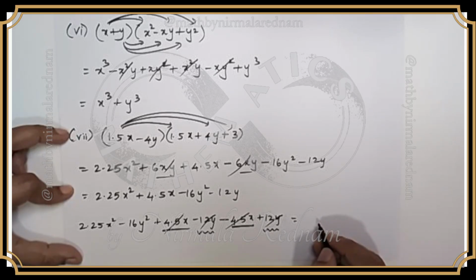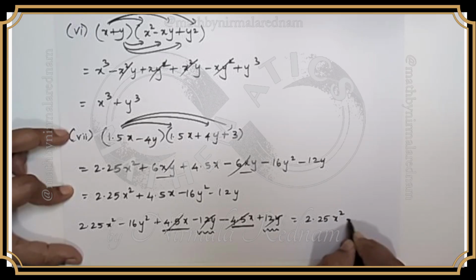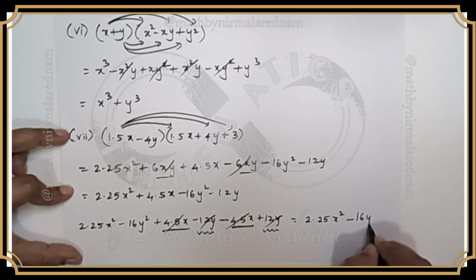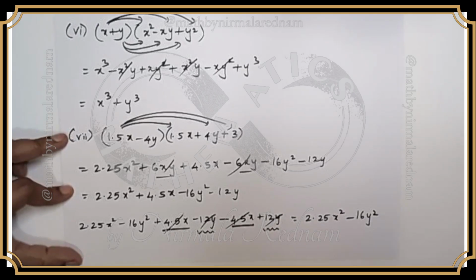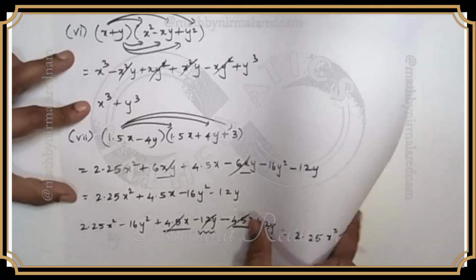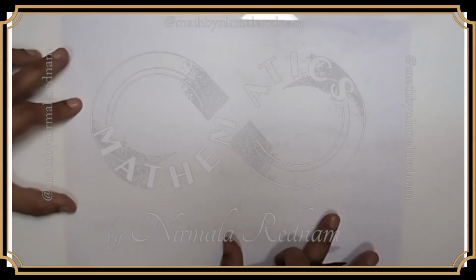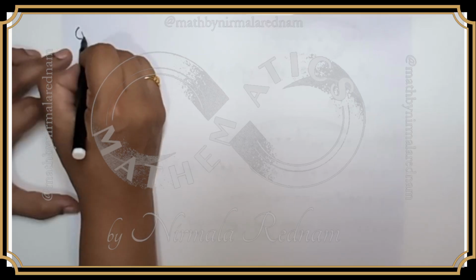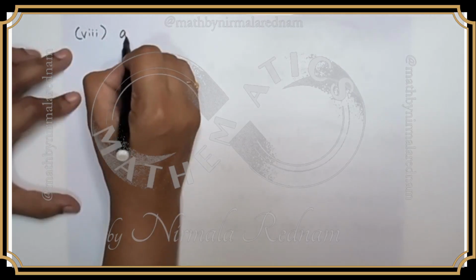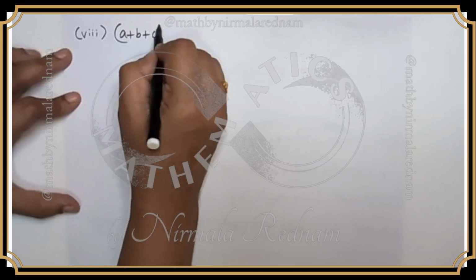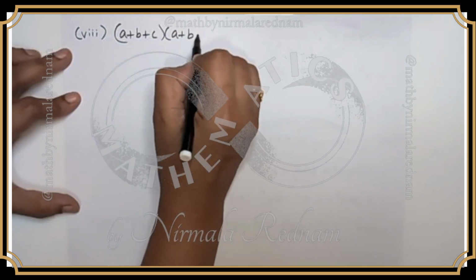So what do I have left? 2.25x square minus 16y square. So that is your final answer, right? So the last question of this exercise and this chapter, a plus b plus c into a plus b minus c.